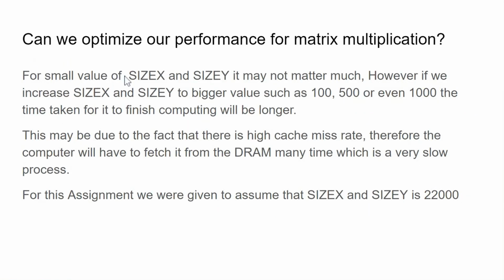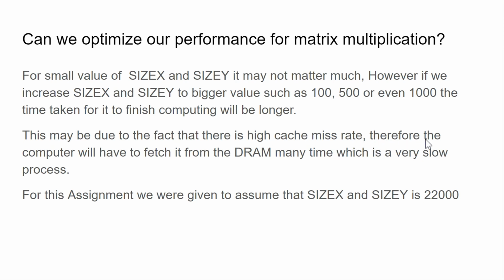Now, how can we optimize our performance for this matrix multiplication? For a small value of size x and size y, meaning the dimension of the matrix, it may not matter much. But if we increase size x and size y to a bigger value, like 100, 500, and 1000, it will take longer to finish computing. This may be because there's a high cache miss rate, and we'll talk more in detail later.